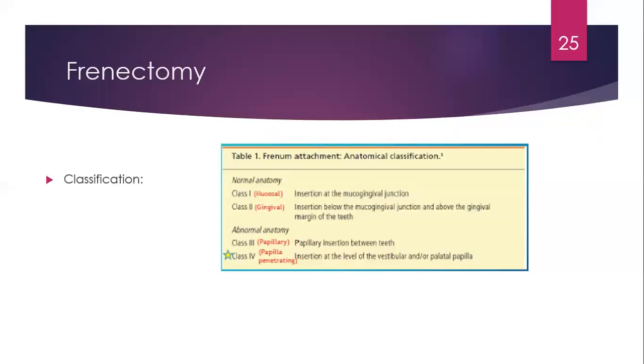And then the abnormal anatomy, more so with class 3, it involves the papilla. So the attachment inserts itself between the teeth around the papilla. And then with the class 4, the papilla is penetrating, so insertion is at the level of the vestibular or at the palatal papilla. So that would be the previous picture that we saw.